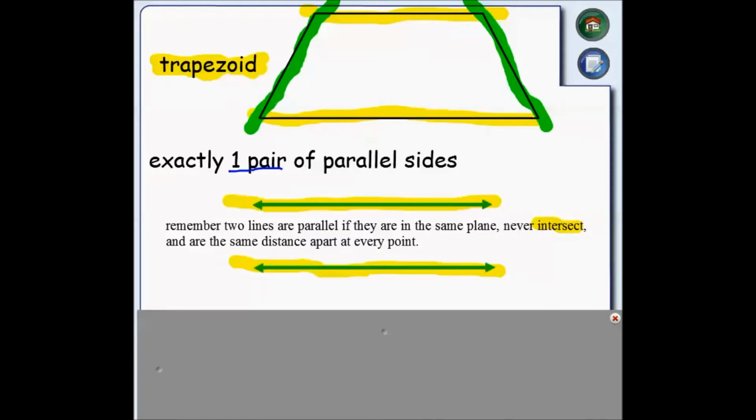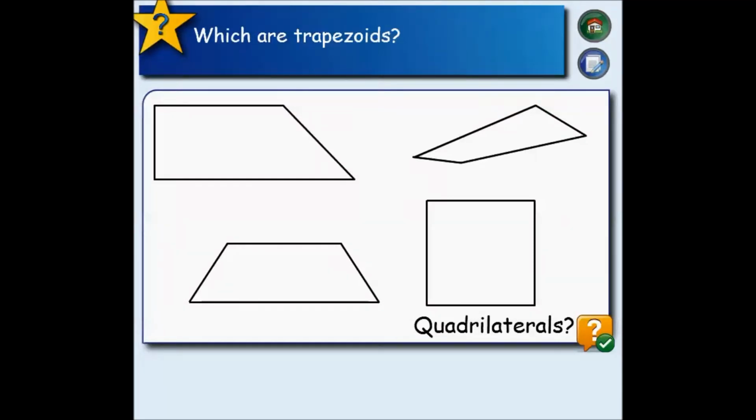So I want you to consider that definition, and I want you to take a little quiz and see if you can recognize which of these quadrilaterals are trapezoids and which of these quadrilaterals are not trapezoids. So let's give these names so you can write them in your notebook as you're watching. This is quadrilateral 1. This is quadrilateral number 2. This is quadrilateral number 3. And this is quadrilateral number 4.